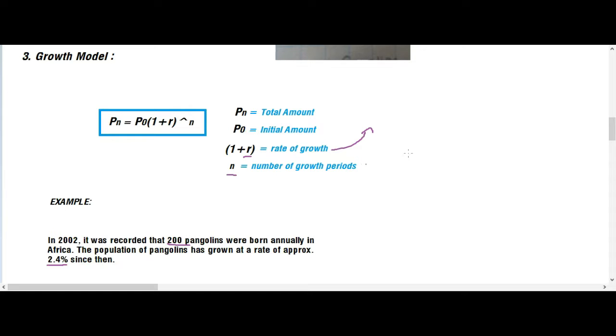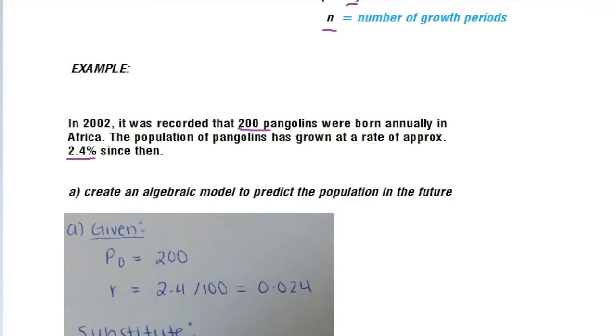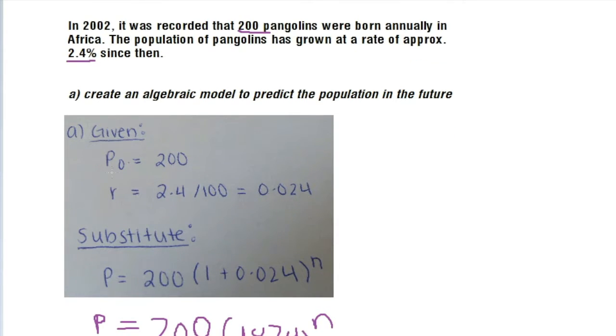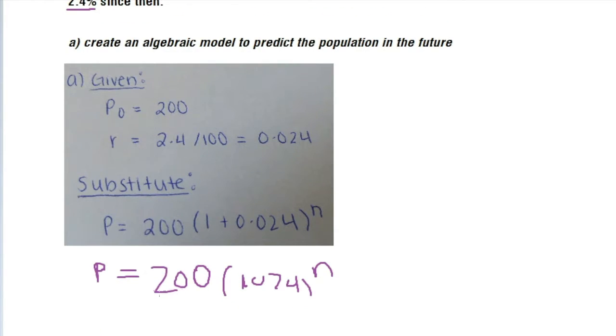Now let's try an example problem to make sure that we fully understand this concept. In 2002, it was recorded that 200 pangolins were born annually in Africa. The population of pangolins has grown at a rate of approximately 2.4% per year since then. Let's answer part A. In order to create an algebraic model specific to this problem, we are given our initial value, which is 200, and we are also given our rate of growth, which is 2.4%. In order to convert this to a decimal, we can just divide by 100, which gives us 0.024. Now we can sub this into our original growth formula to get the following answer.